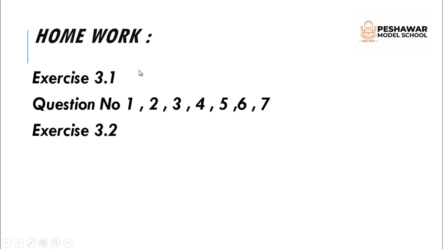This is all about the divisibility rules of 2, 3, 4 and 5. You have to learn all these divisibility rules. So your homework is exercise 3.1, question numbers 1, 2, 3, 4, 5, 6, 7. These questions are related to the divisibility rules of 2, 3, 4 and 5. The next is exercise 3.2, just question number 1.